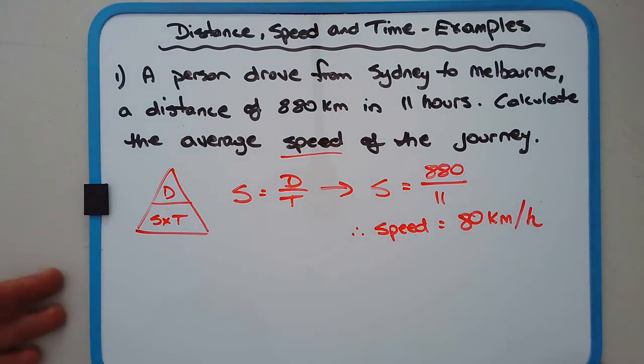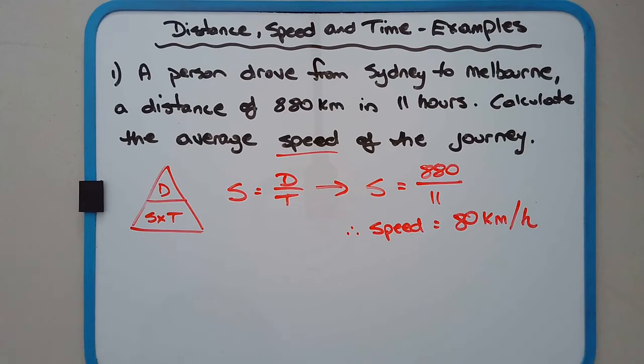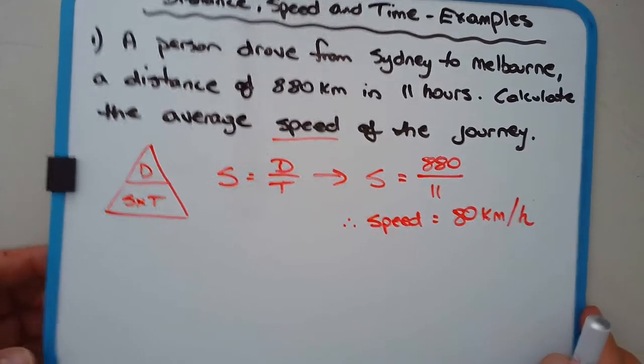Now, of course, the car would have stopped and started, and they might have pulled over for a rest. The speed limits might have varied along the way as well, but we're just saying that on average the car travelled 80 kilometres an hour. Let's have a look at example number 2.